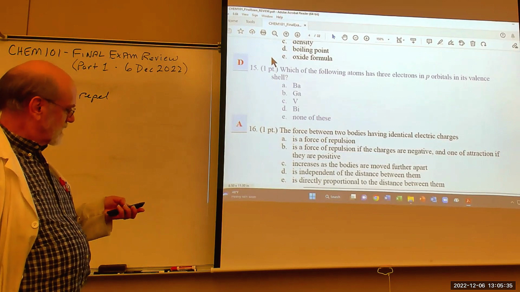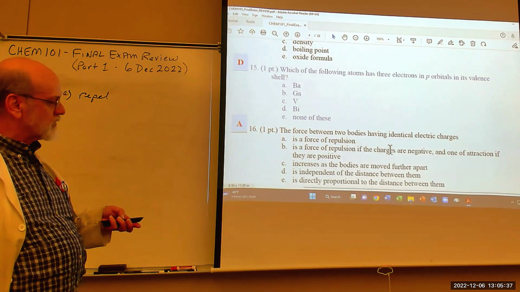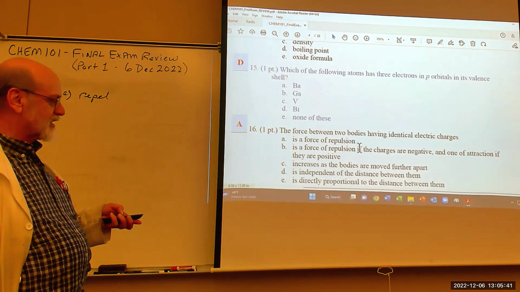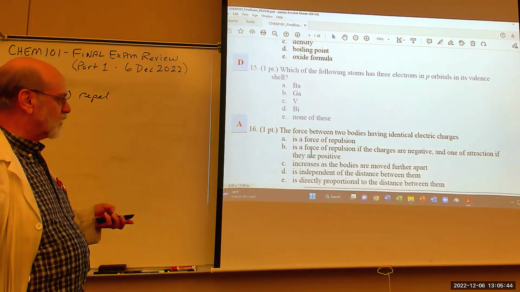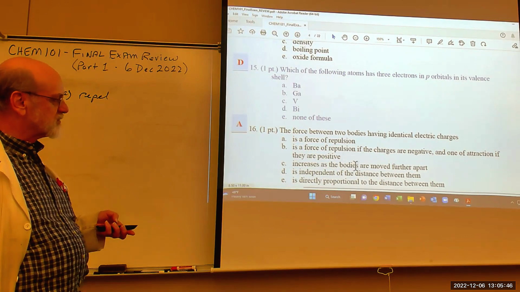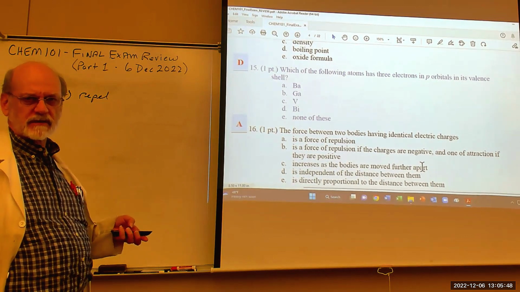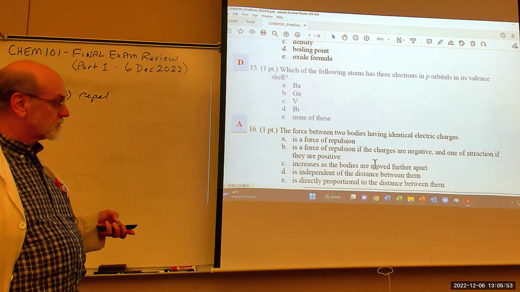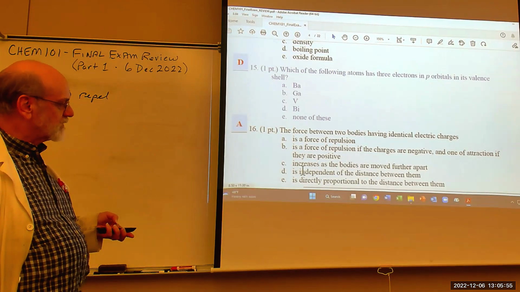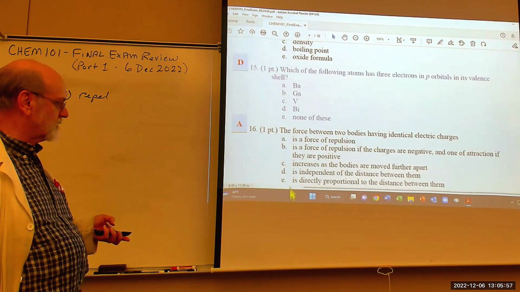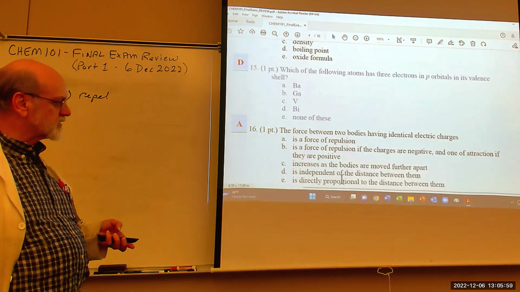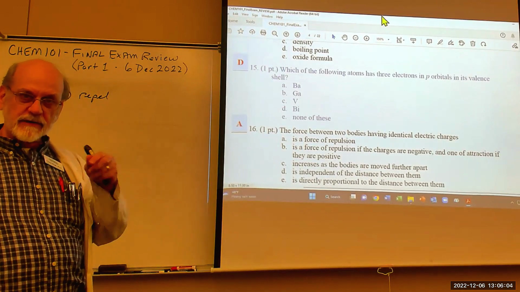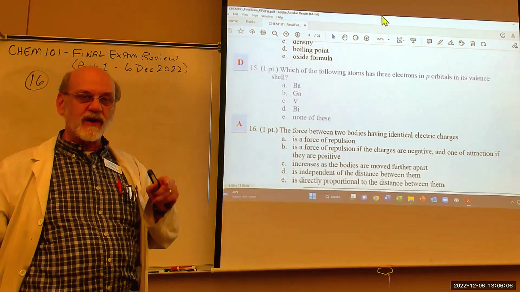This one says force of repulsion if the charges are negative and one of attraction if positive. Nah, I don't think so. Like charges repel, no matter what they are. Increases as the bodies are moved further apart? No. Decreases with distance. That's Faraday's law. Is independent of the distance between them? Nope, sorry. Directly proportional to the distance between them? Actually, it's inversely proportional to the square of the distance.